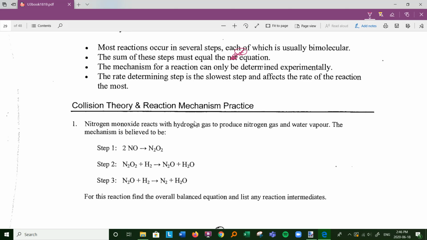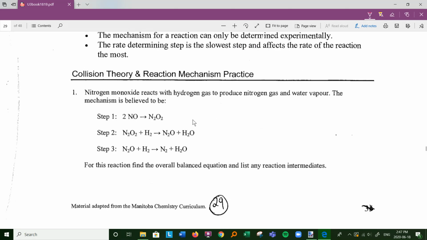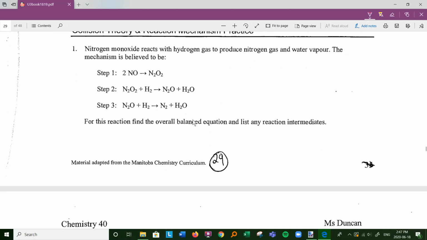We'll get into that in the next lecture, that experimental trials of data get you the rate law, and from there you propose reaction mechanisms and hope that they're valid. The rate determining step is the slowest step and affects the rate of the reaction the most. Okay, so let's try some practice here.